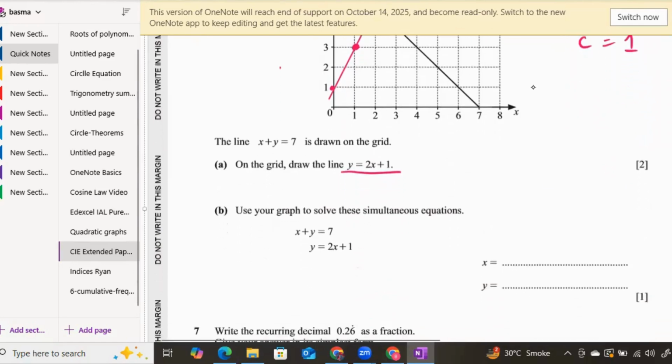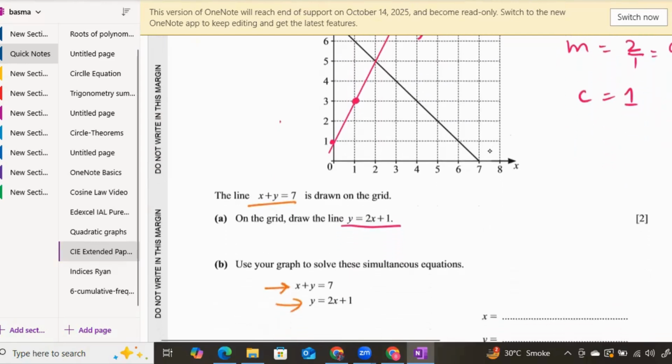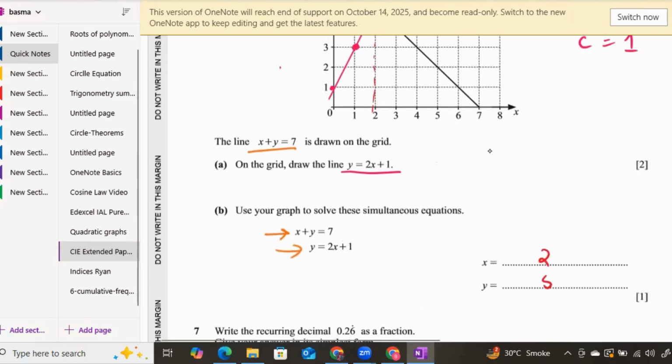These two equations: one of the lines is x plus y equals 7, and the other line is y equals 2x plus 1. I have plotted the line y equals 2x plus 1, and the other line is x plus y equals 7, okay. Now what is the point of intersection? Basically the solution means the point where both lines intersect, which you can clearly see is this red point, okay. What are the coordinates of this red point? Your x is 2 and y is 5. So x equals 2, y equals 5 is the solution according to the graph, right?